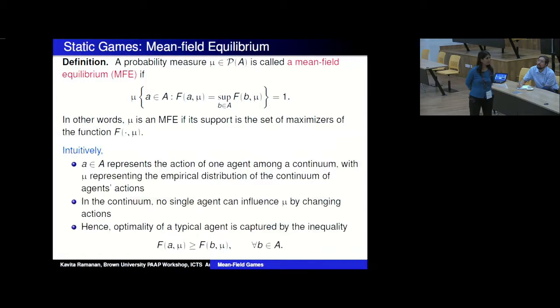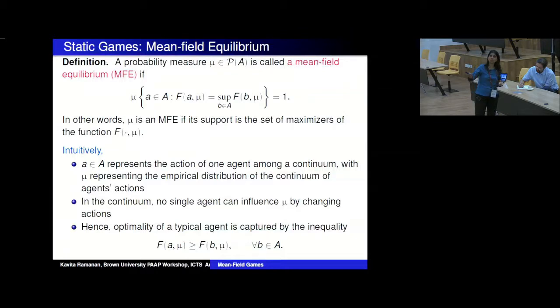And intuitively, what do you want to think of this as? You want to think of A as a player in a continuum game where there are many, many players, and it represents the action of one agent among a continuum. That action, because it's a limit of a Nash equilibrium, should be maximizing this. And in the continuum, no single agent can influence mu by changing their action. Hence you have this optimality of the typical agent. That's the intuition, but anyway, we proved it.